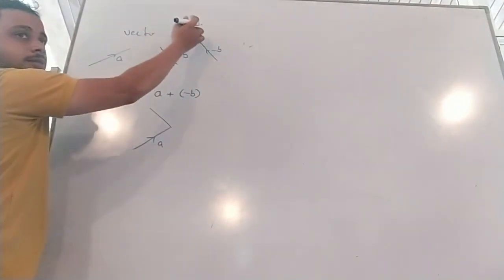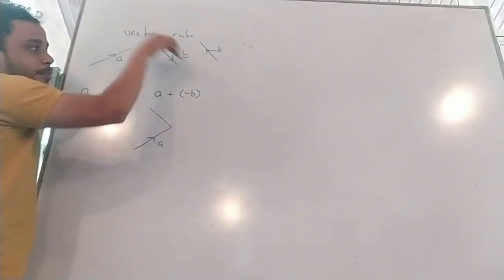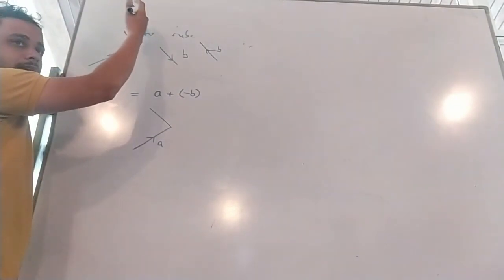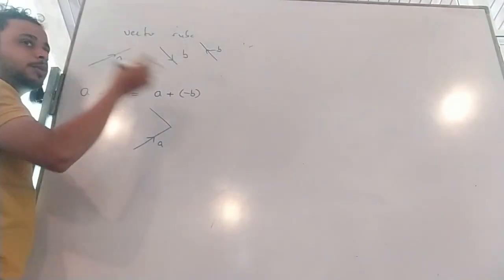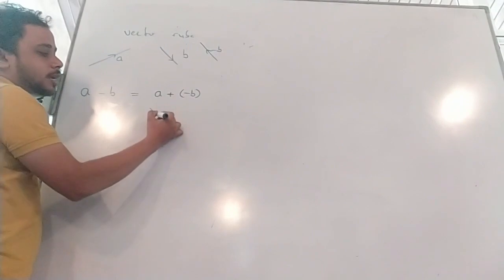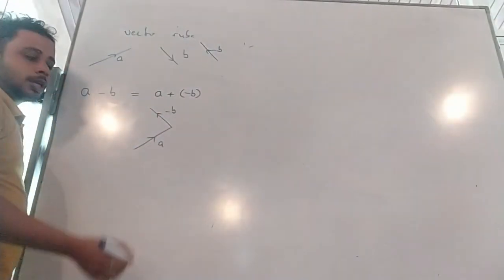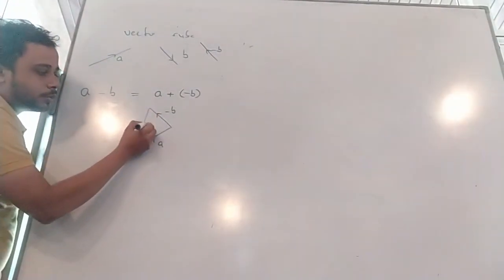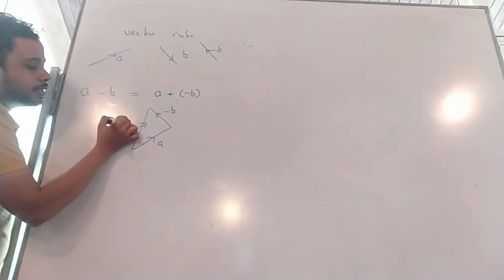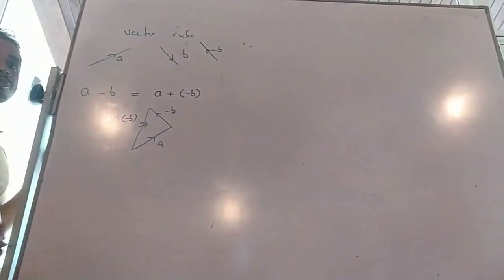So it is upwards. Minus is up. If the B is downwards, minus B is upward like this. The opposite direction to the original one. So then this is my minus B. So then if I join this from here to here, what do I get? The resultant is the A plus B. A plus minus B this way.